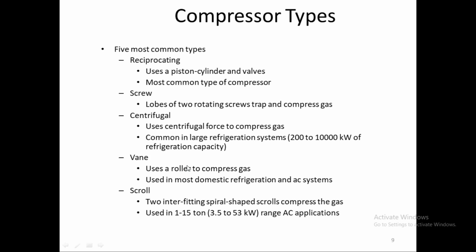Vane type of compressor: a vane uses a roller to compress gas. Used in most domestic refrigeration and AC systems. This is normally used for a large AC system. The scroll compressor: two interfitting spiral-shaped scrolls compress the gas, used in the 1 to 15 ton range of AC application. I'll show you an example of this one also.